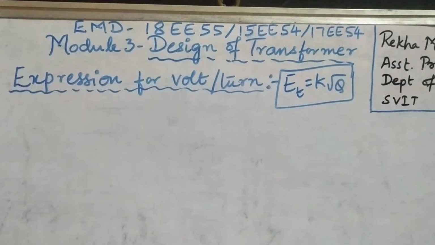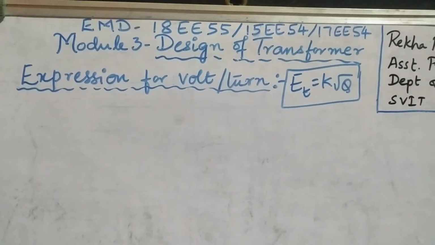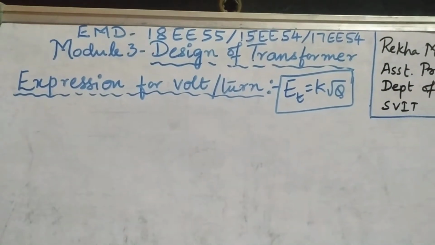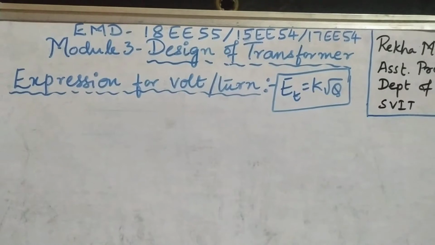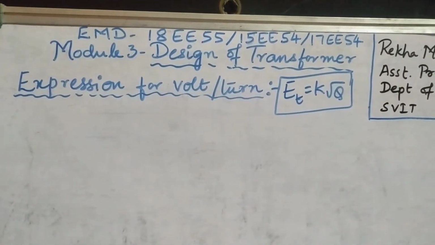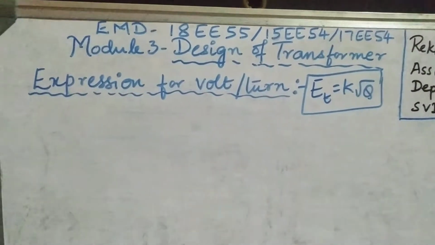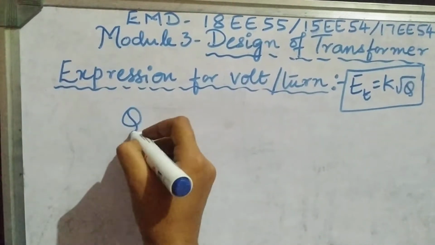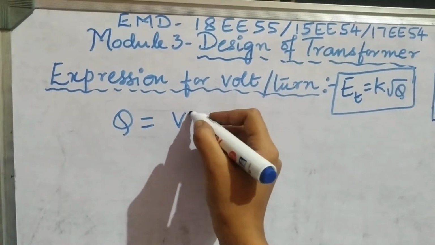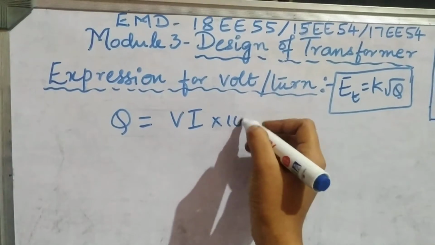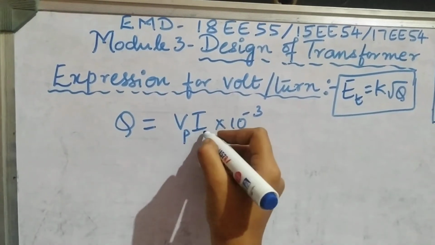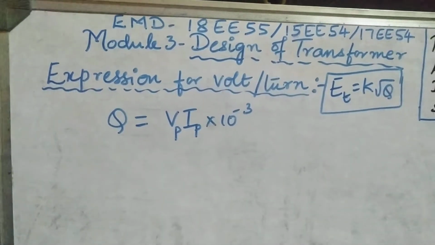To derive this, we will first realize what is Q. Q is the output of the transformer in kVA. Now let us write down the basic formula for Q, the kVA of a single phase transformer, that is V into I into 10 power of minus 3. Let me take the primary voltage and the primary current.